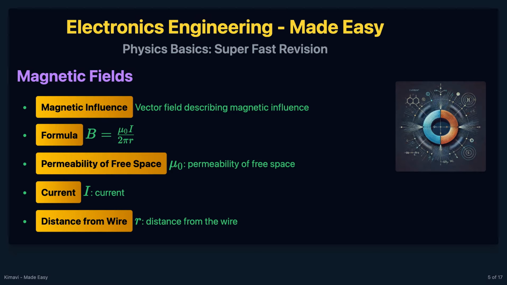A magnetic field is a vector field that describes the magnetic influence on moving electric charges, electric currents, and magnetic materials. The magnetic field B around a long, straight current-carrying wire is given by the formula B equals mu naught I divided by 2 pi r, where mu naught is the permeability of free space, I is the current, and r is the distance from the wire.